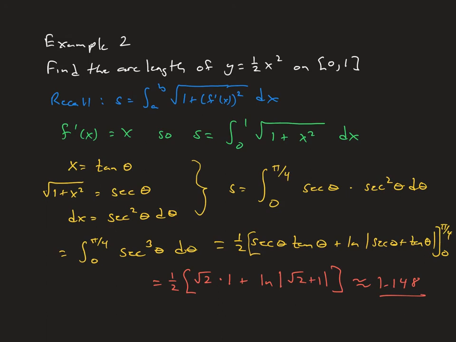Now on this problem, if you did not want to make those changes of limits, you do not have to. You can always go back to x. You'd have one additional step: use the fact that tangent of theta is x and the secant of theta is the square root of 1 plus x squared, replacing the secants with the square root of 1 plus x squared and the tangent of theta with x. Then just use the fundamental theorem of calculus with the 1 and 0. So this does conclude it.